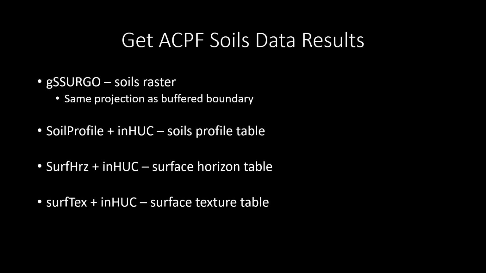The output soils raster will use the ACPF naming convention for soils data, gSSURGO for the soils raster, and then the 3 tables for soil profile, surface horizon, and surface texture, all containing the HUC12 ID for the watershed. Also, the output soils raster will have the same projection as the input buffered boundary feature class.